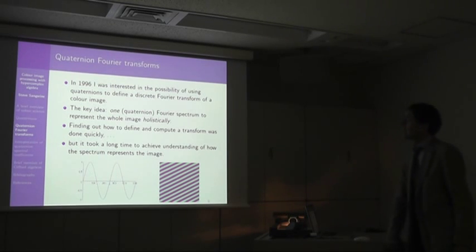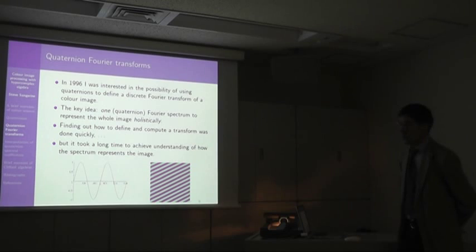So, Quaternion Fourier transforms. In 1996, I started working on this, and what I wanted to do was use quaternions to define the Fourier transform of a colour image. And the key idea was to have one Quaternion Fourier transform, one Fourier spectrum to represent the whole image, holistically, that is, as a whole, all in one. And it didn't take too long to find out how to define and compute the transform, but it did take quite a long time to understand how the spectrum represents the image.